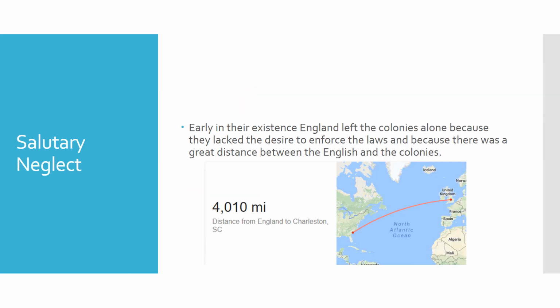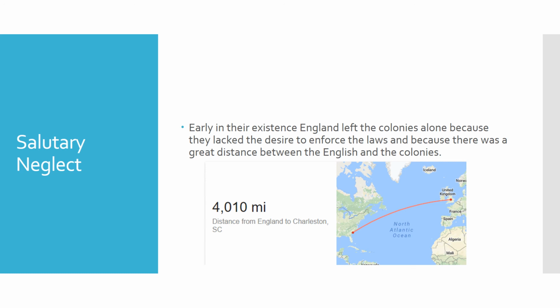And then the last thing we want to talk about in this particular lesson is salutary neglect. Okay, so early on in America's existence, even though England has these rules that govern the colonies, they're going to leave them alone for the most part. They're not going to enforce those rules. That's called salutary neglect, basically just neglecting to enforce those rules. And the reason they're going to neglect it is they don't really have a desire to enforce those laws. And the second reason is, look at the distance between England and its colonies. Look at the distance from England to Charleston, South Carolina.